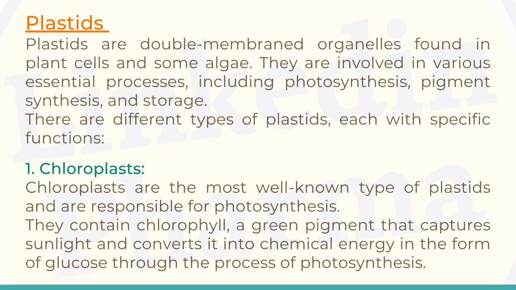1. Chloroplasts. Chloroplasts are the most well-known type of plastids and are responsible for photosynthesis. They contain chlorophyll, a green pigment that captures sunlight and converts it into chemical energy in the form of glucose through the process of photosynthesis.